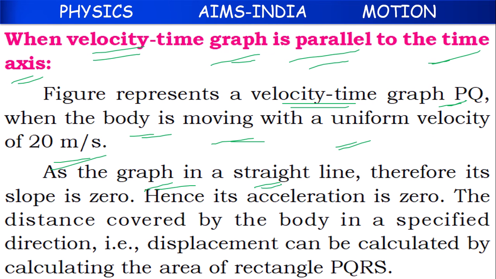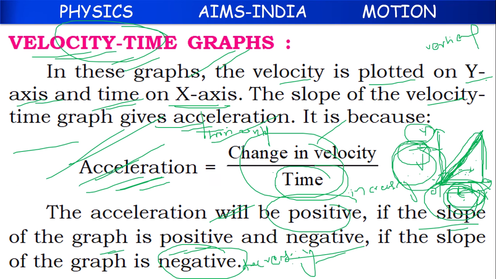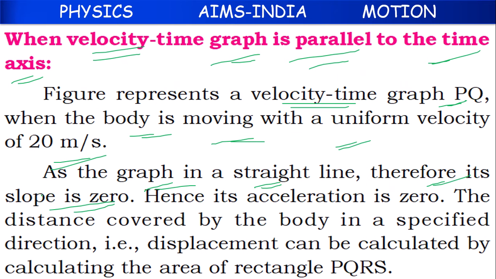As the graph is a straight line, its slope is zero. Slope means change in velocity by time, as we have said, but the change in velocity is zero. In this case, 0 by time is 0. So the slope of the graph will be 0, so the acceleration will be 0. There will be no acceleration.